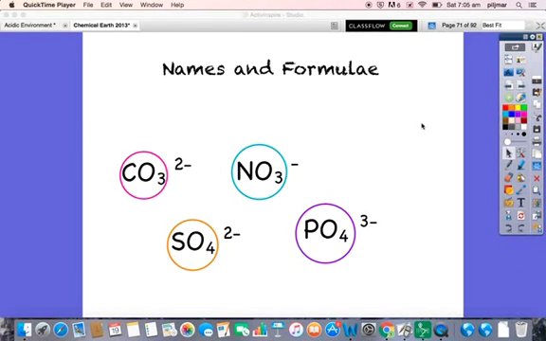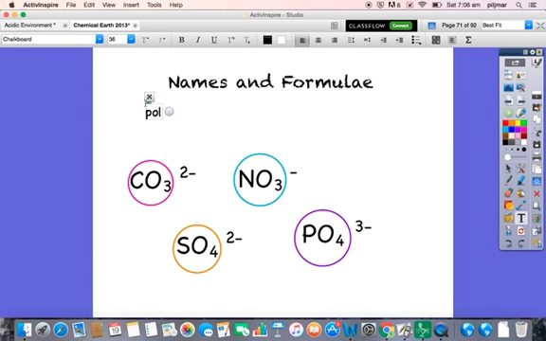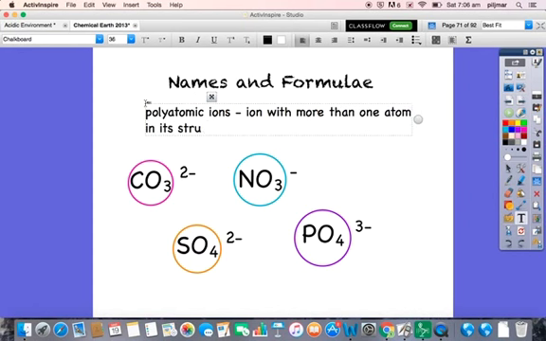Now we're going to look at a type of ion that we probably haven't seen before, one that is also able to form an ionic compound: polyatomic ions. From that terminology, we know that poly, derived from the Latin, links to many, and atomic has to do with the atom. These polyatomic ions refer to an ion with more than one atom in its structure.